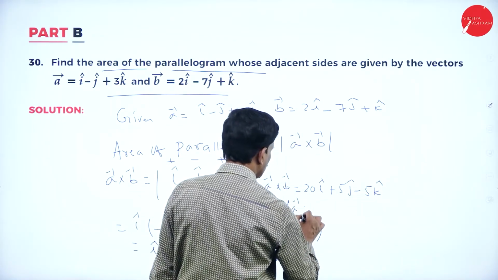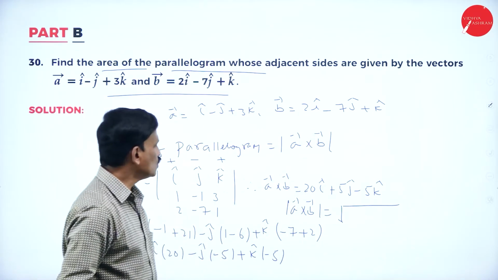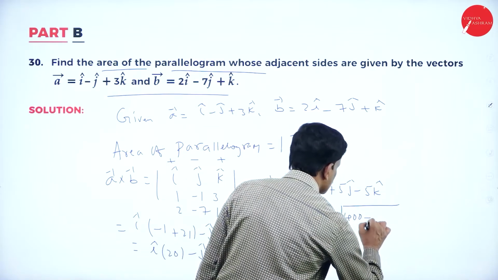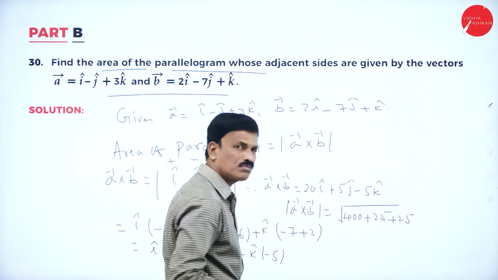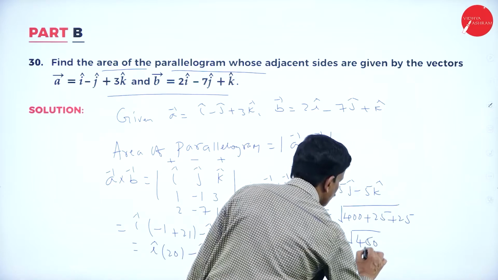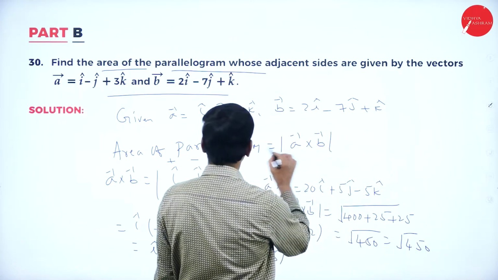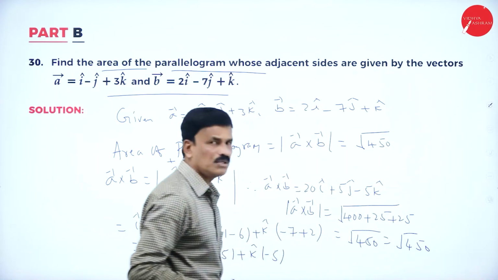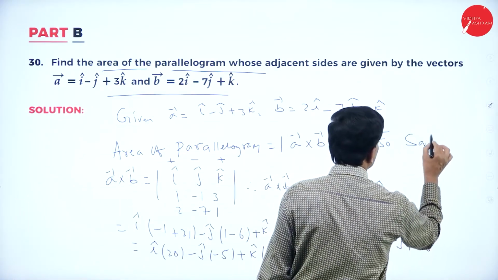Now write down the magnitude. The length of a cross b is equal to the root of 20 squared, that is 400, plus 25, plus 25, which is 450. So the area of the triangle is equal to the area of the parallelogram, which is square root of 450 square units.